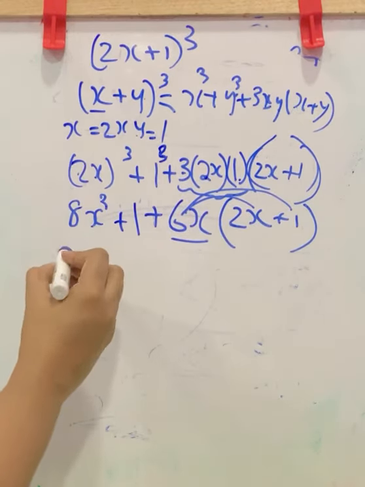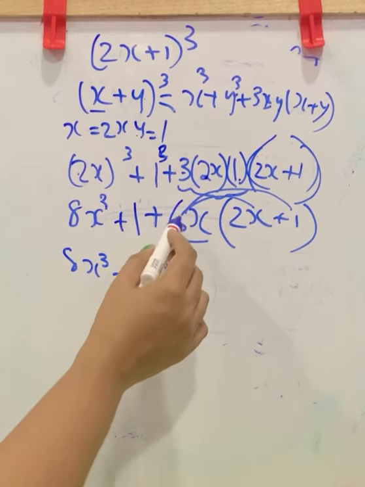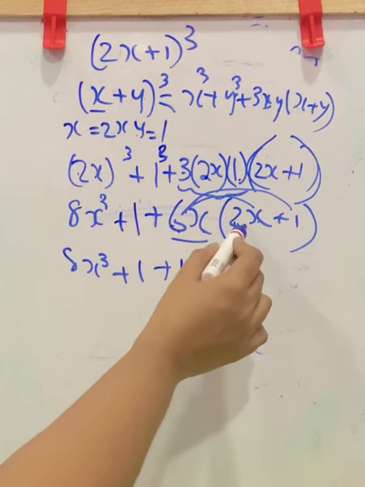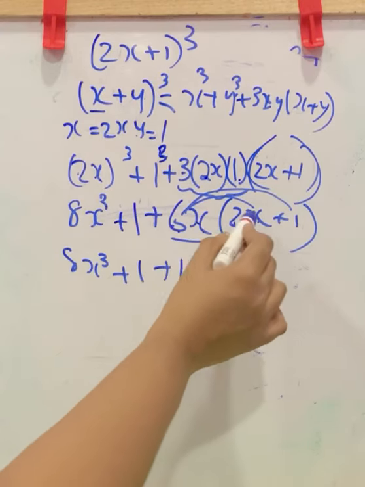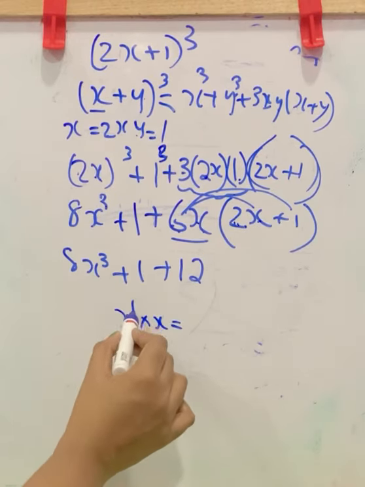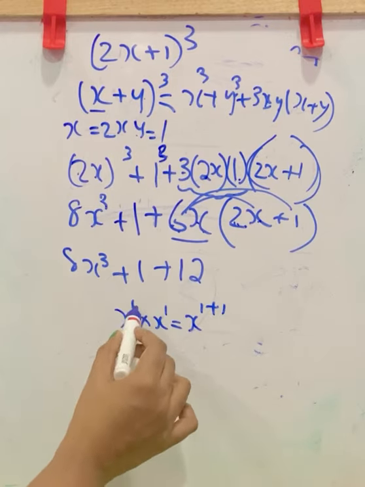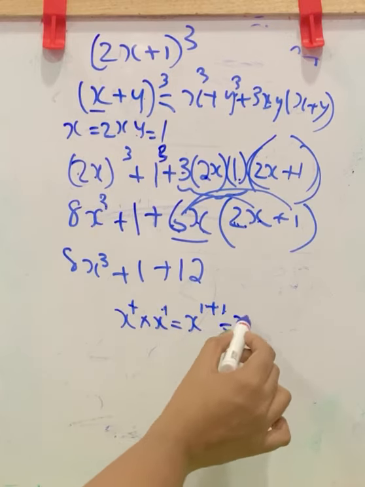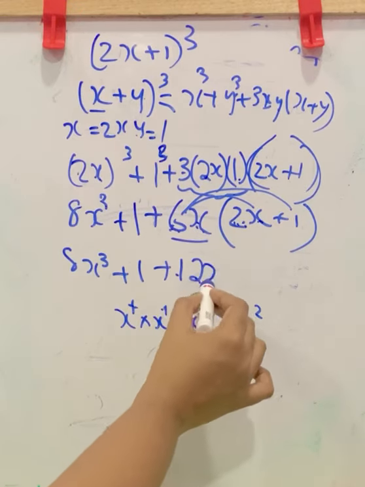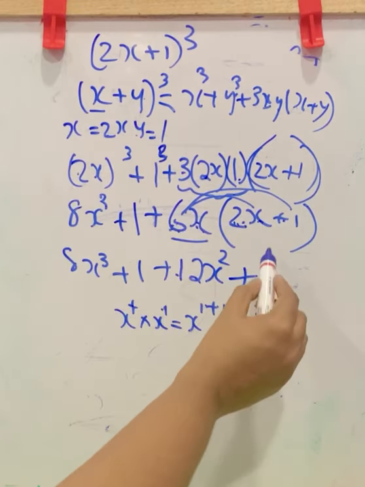So this becomes 8x cube plus 1 plus 6x into 2x. 6 2s are 12, that is constant parts product, into x is x into x, that is x raised to 1 into x raised to 1, x raised to 1 plus 1, sum of powers, result is x square. So 6 2s are 12, x into x, x square. Now this plus is here, 6x into 1, 6x.